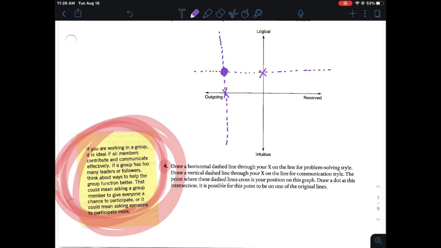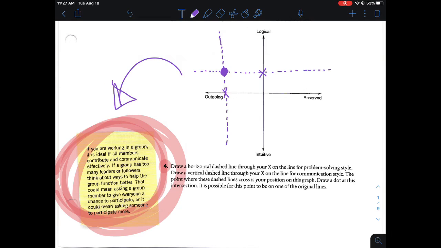Now, knowing how you work with others is important. If we take a look at this orange sticky note here. If you're working in a group, it's ideal if all members contribute and communicate effectively. If a group has too many leaders or followers, think about ways to help the group function better. That could mean asking a group member to give everyone a chance to participate, or it could mean asking someone to participate more.